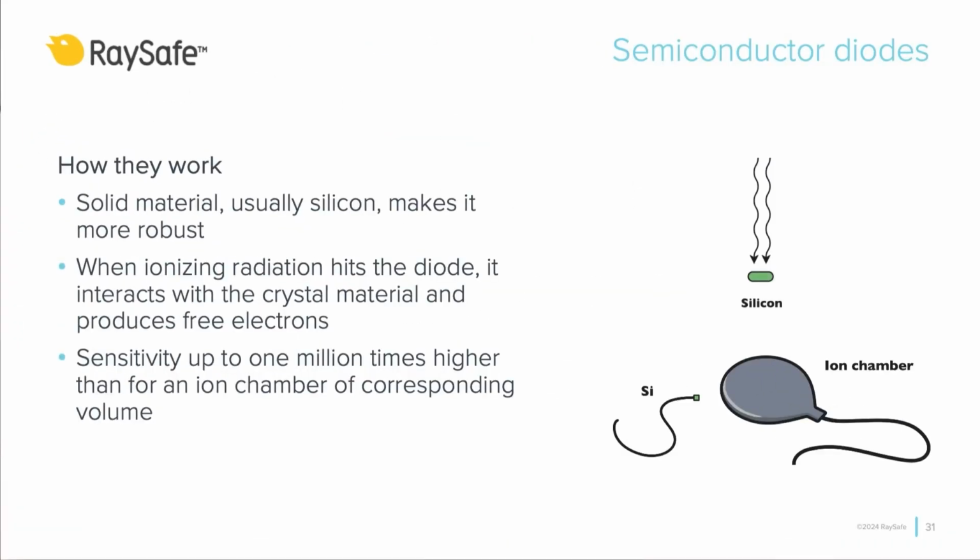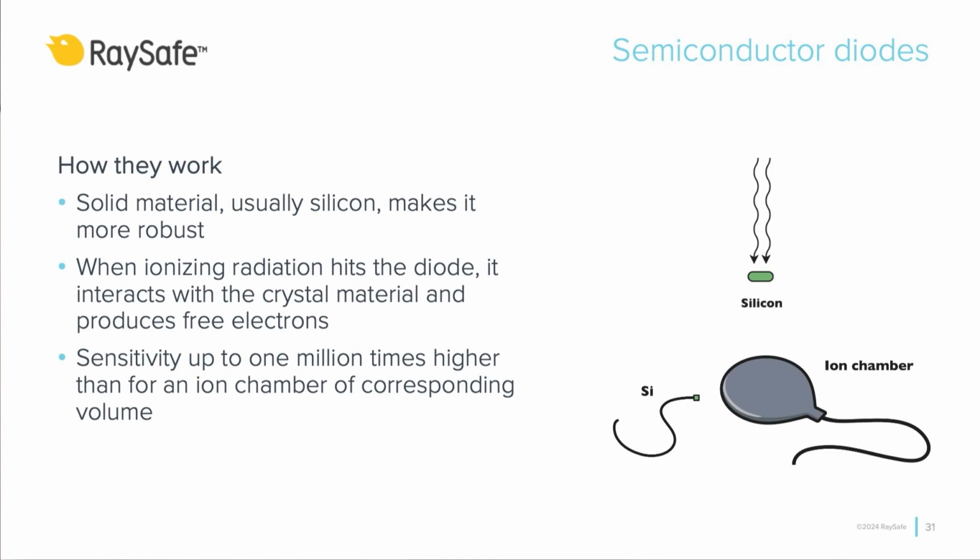Let us finish with the last technology of today, semiconductor diodes. Semiconductor diodes are usually made of high purity doped silicon. Radiation hits the diodes, free electrons are created, which gives rise to a current. This current is measured and translated to a dose.